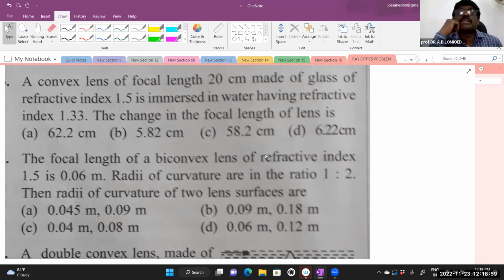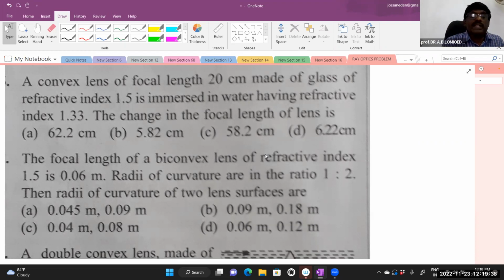A convex lens of focal length f equal to 20 centimeter, made of glass of refractive index mu 1.5, is immersed in water having the refractive index 1.33. The water refractive index is lesser than the lens in this case. What is the change in focal length of the lens? That is the question. Here, the problem consists of two cases.